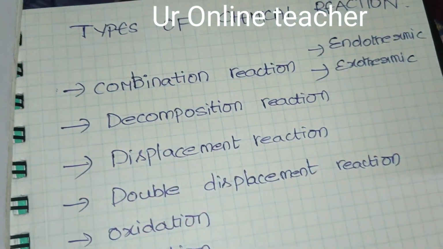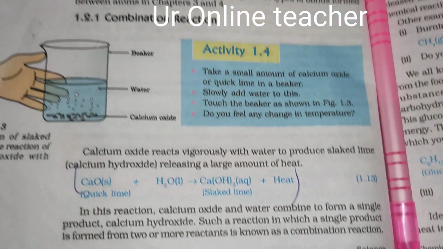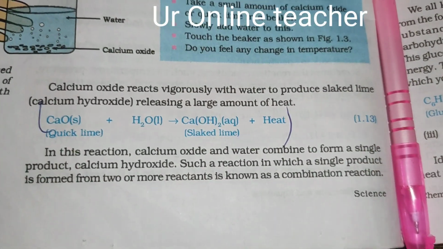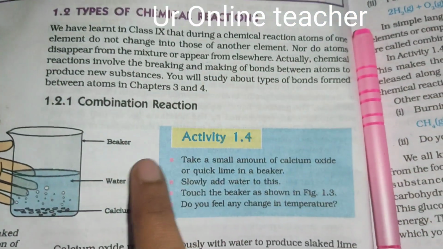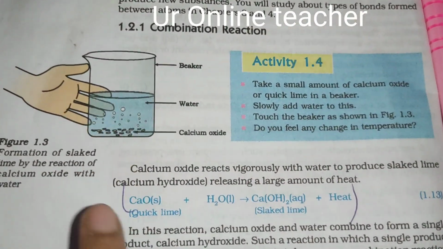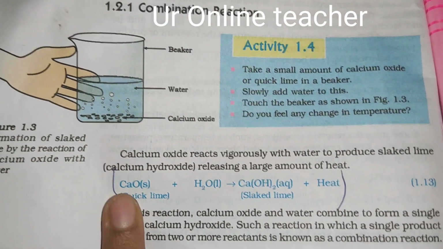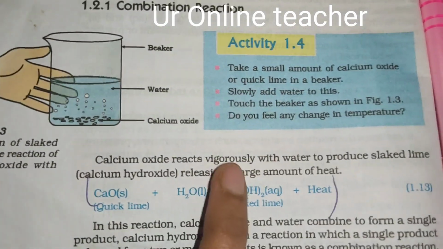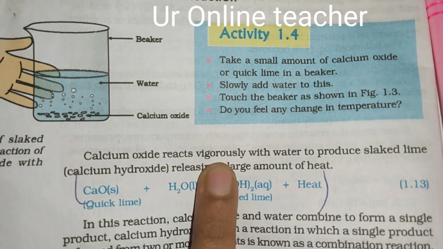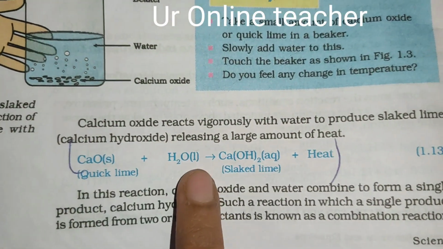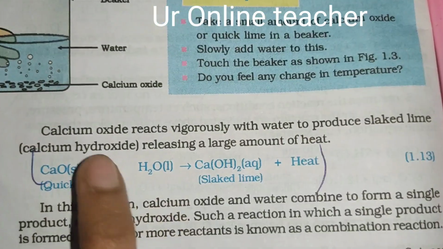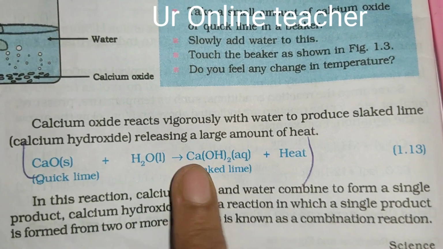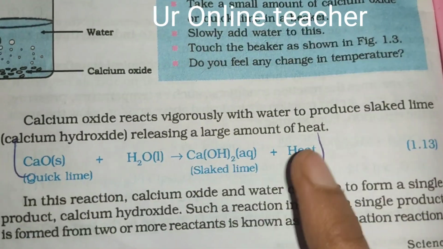What are combination reactions? The name itself indicates the combining of two reactants to produce a product. See the first example. Calcium oxide reacts vigorously with water. What do we mean by vigorously? Vigorously means very fast. It reacts with water very fast to produce slaked lime. Slaked lime is calcium hydroxide, releasing a large amount of heat here.